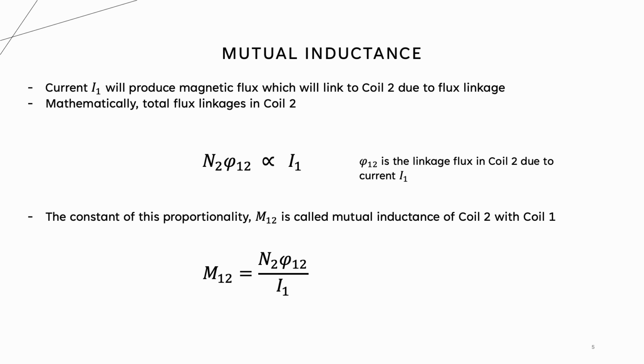If we want to rewrite this to calculate the value of the mutual inductance, it equals N2 times flux 12 divided by I1, the current. So M represents the mutual inductance.